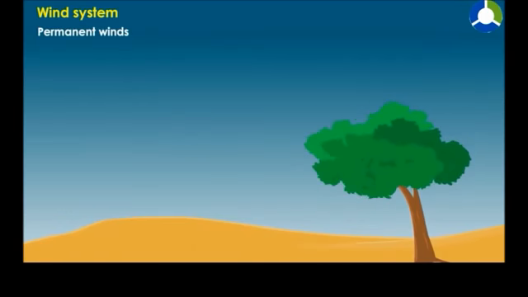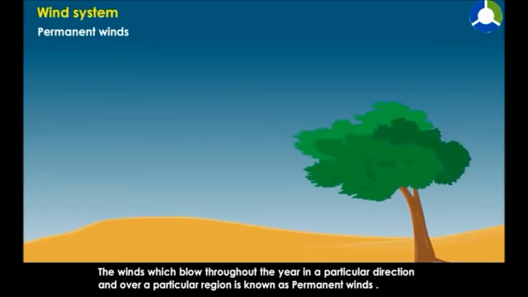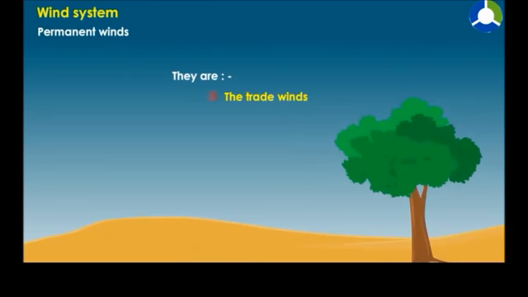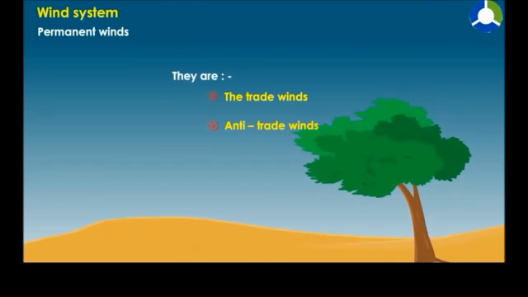Permanent winds. The winds which blow throughout the year in a particular direction and over a particular region is known as permanent winds. They are also known as prevailing winds or planetary winds. They are the trade winds, anti-trade winds, polar winds.